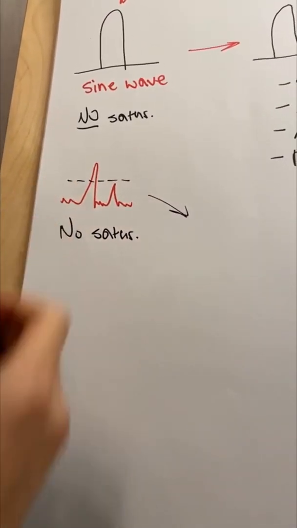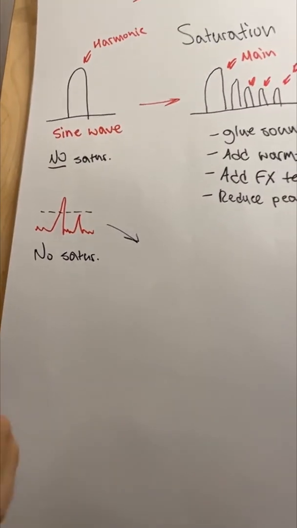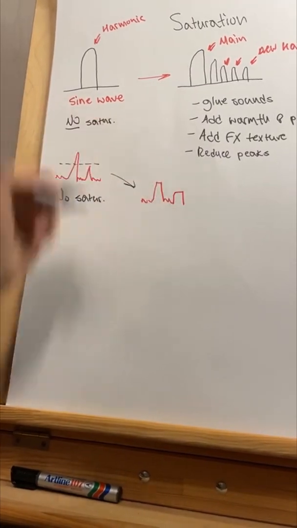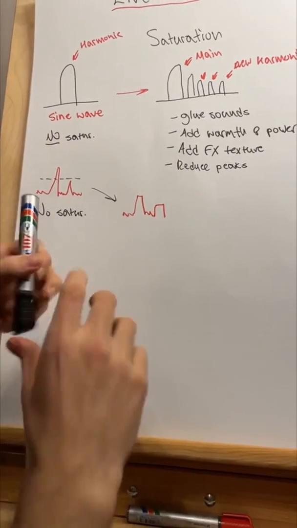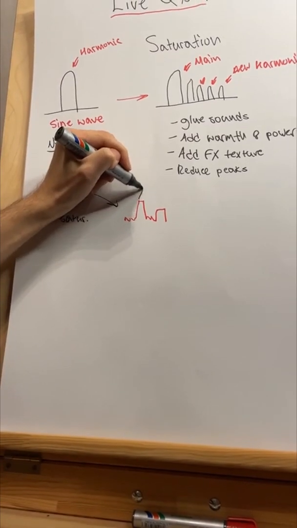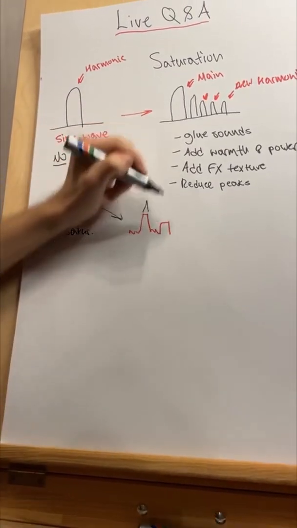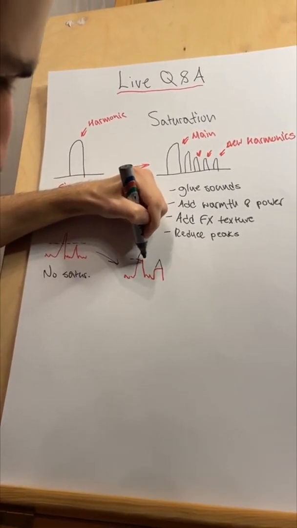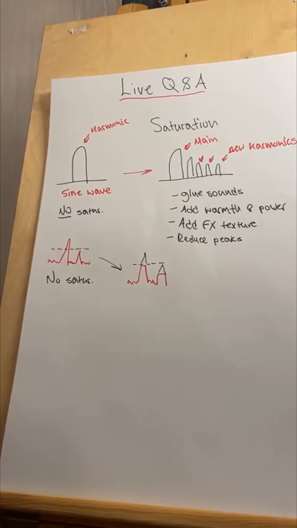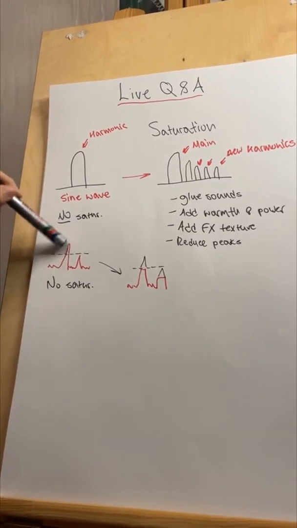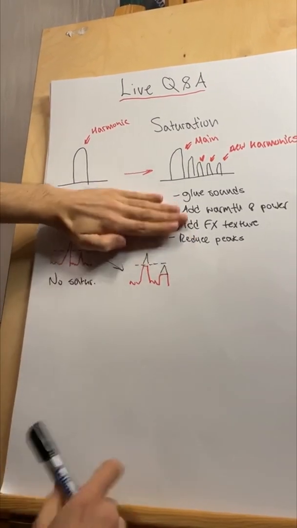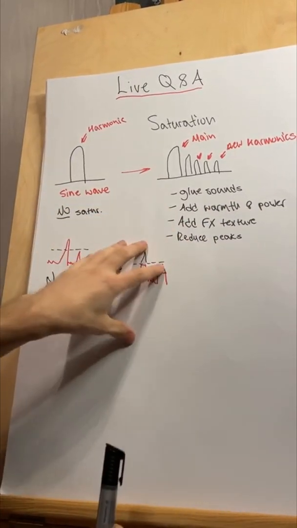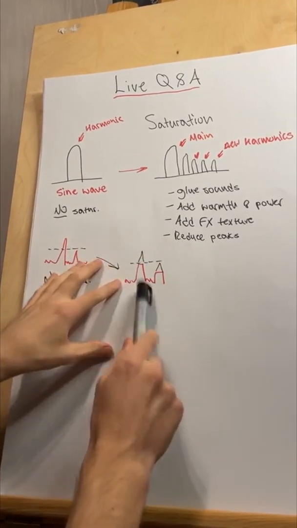So this sound is going to look something more like this. Basically, what we did here is we eliminated those peaks. That is exactly what happened. Once again, we had the peaks, and with the help of saturation, we eliminated those peaks, and now it looks something more like this. This is what happens when you apply saturation to your sound.